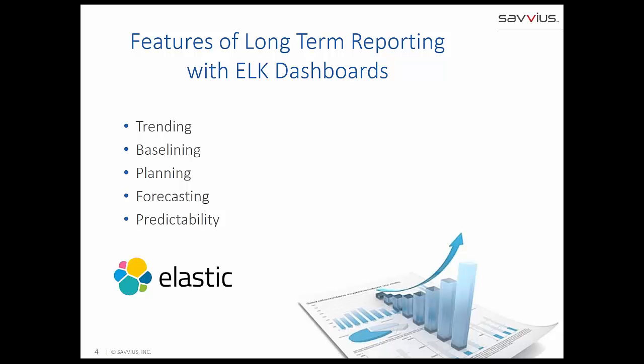What are the features? What happens when you add long-term reporting to the ELK dashboards? Well, all of a sudden, you have the ability to trend. You can see what's happening over the course of time. What happened since yesterday? What do I think, based on this trend, is going to happen tomorrow? I can now set a baseline. I can say, okay, this is what my network should look like, and from now on, I can compare what's happening on my network to that.